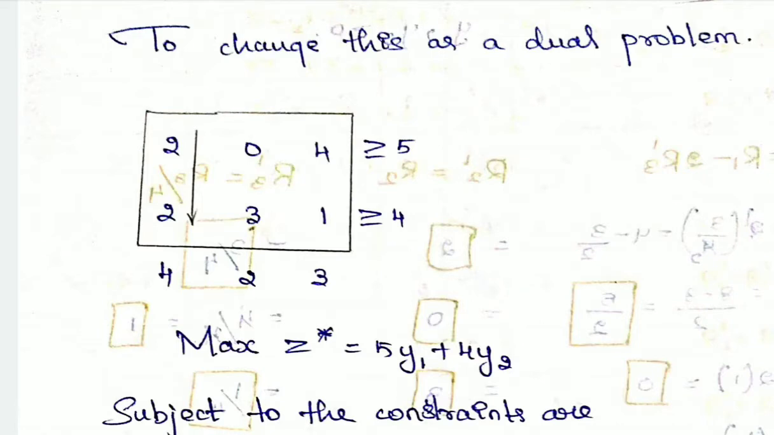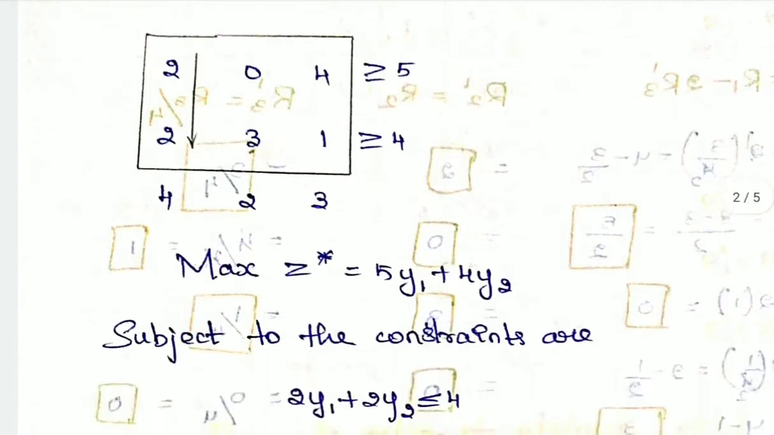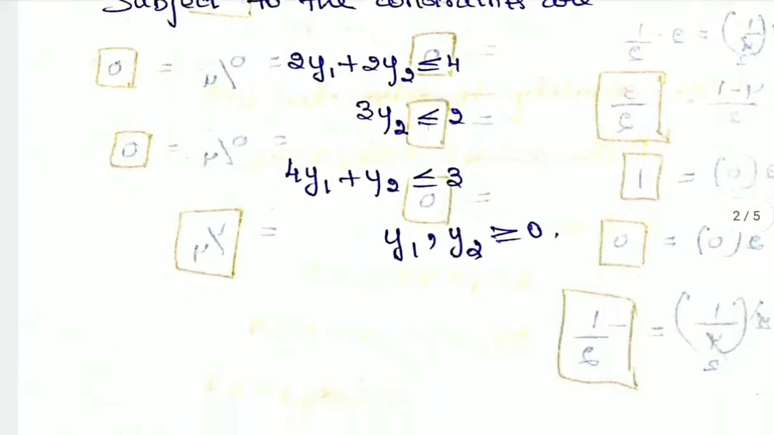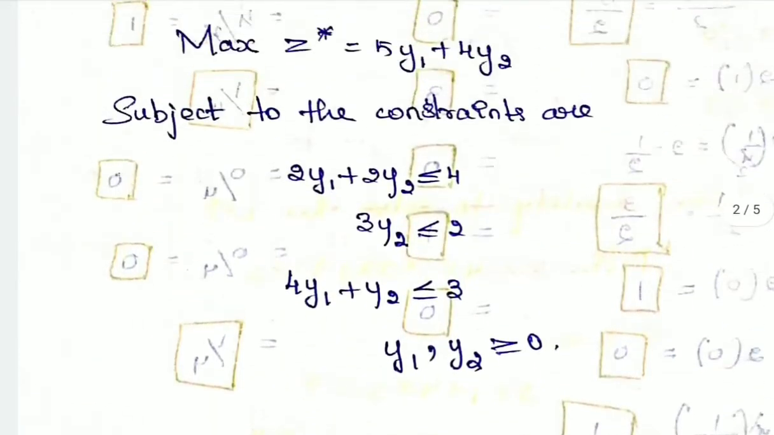Now we have to write the dual of the LPP. Maximization of Z star, or you can write maximization of W, because the given problem is minimization of Z. In the dual you have to write the opposite. So maximization of Z is equal to 5y1 plus 4y2, subject to the constraints 2y1 plus 2y2 is less than or equal to 4, 3y2 is less than or equal to 2, 4y1 plus y2 is less than or equal to 3, and y1, y2 are greater than or equal to 0.